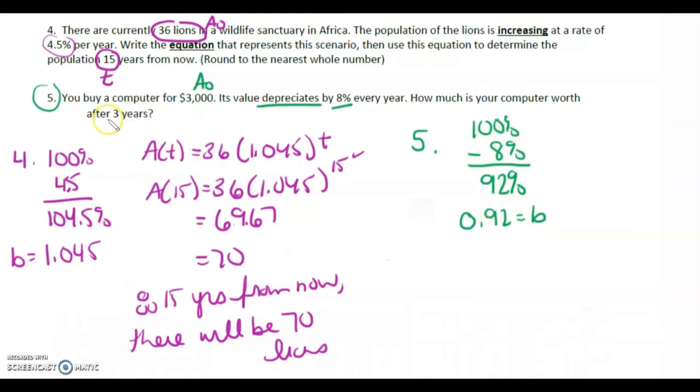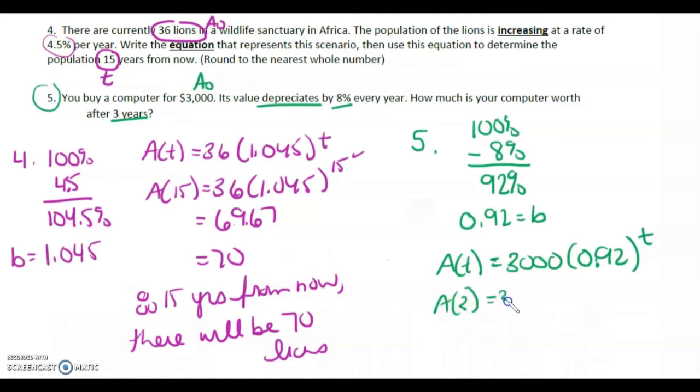How much is your computer worth after 3 years? So the amount at time t equals, let's write an equation first. Initial amount is 3,000, and then every year after that, it's only going to be 92% of the previous year. So 0.92 to the exponent t. The question asks, how valuable will it be after 3 years? Go ahead and put this in your calculator, 0.92 to the exponent 3 times 3,000.